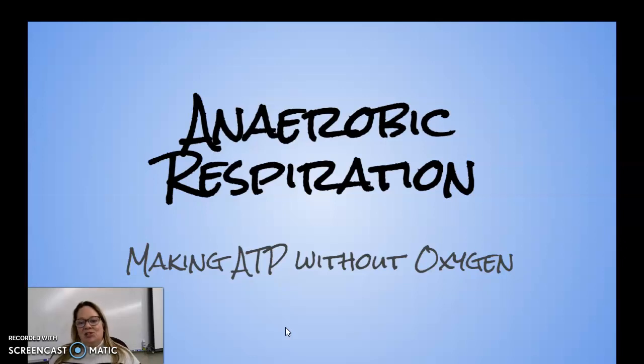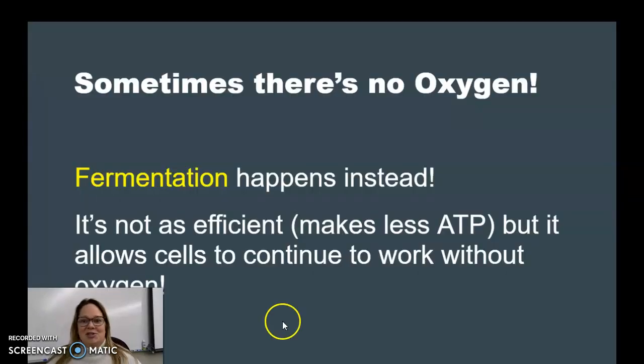Up to 38 ATP can be made per glucose molecule. Anaerobic respiration is much less efficient, but some organisms can only do this and only work without oxygen. Sometimes our own cells will switch to this type of respiration in an emergency situation, so we'll go through a couple of scenarios. Instead of aerobic respiration, we're going to call it fermentation. Maybe you've heard of that before in making wine. To ferment is the less efficient way to make ATP without oxygen.